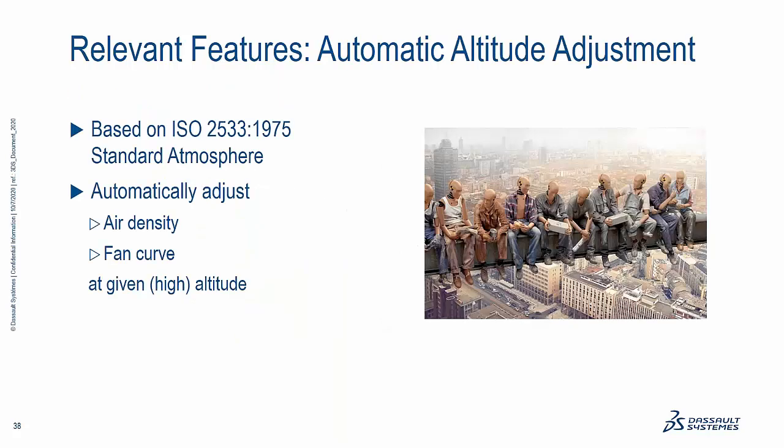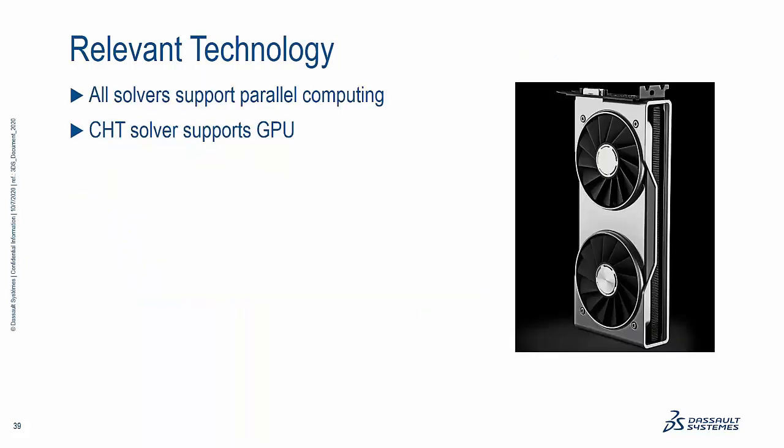And then automatically adjust air density and fan curve based on your altitude information, to account for people like these guys. No, that's not real. That's just for fun. In reality, there may be devices mounted on a high mountain, or carried on an airplane, at a high altitude where the air density is less. We automatically adjust that. All users have to do is enter your altitude. We do the rest for you. And last and least, we support GPU.